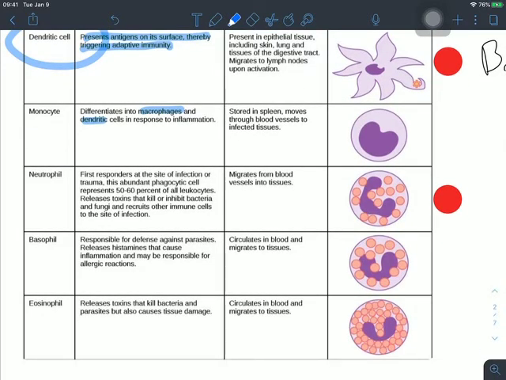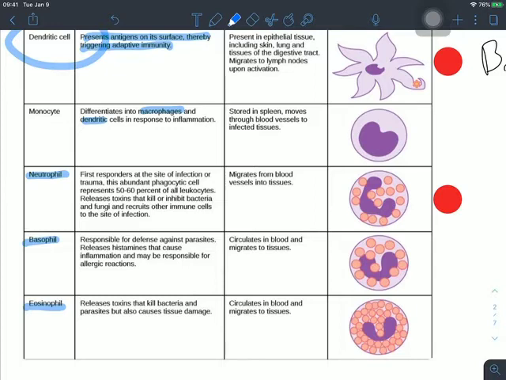And then we have three different phils: the neutrophils, basophils, and eosinophils. Neutrophils are first responders at the site of infection, and they are about 50% of all of your leukocytes. And they move around to attack anything that is needing to be killed, particularly fungi and bacteria.